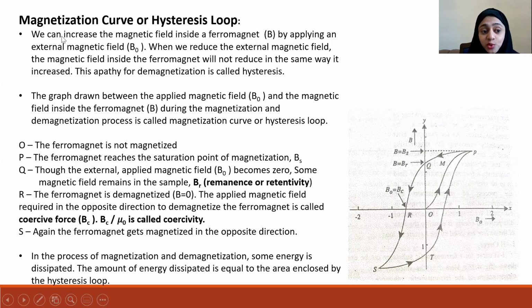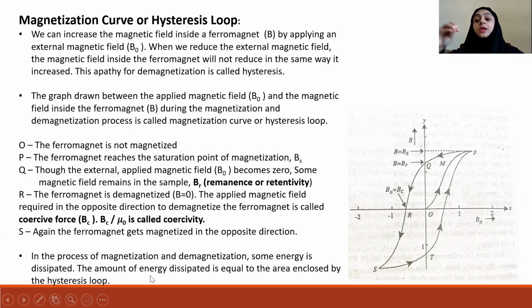So as we said before, we can increase the magnetic field inside a ferromagnet by applying an external field. But when we reduce the external magnetic field, the magnetic field inside the ferromagnet will not reduce in the same way. And this lag in demagnetization for a ferromagnet is called magnetic hysteresis. So in the process of magnetization and demagnetization, some energy is dissipated or lost. The amount of energy dissipated is equal to the area enclosed by the hysteresis loop.